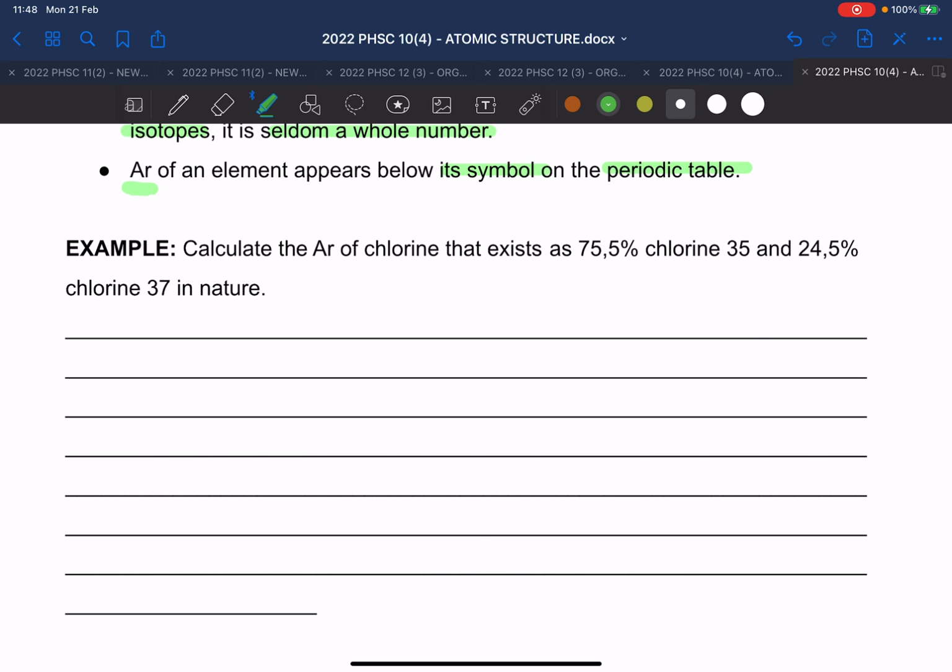It says, calculate the relative atomic mass, AR, of chlorine that exists as 75.5% chlorine-35 and 24.5% chlorine-37. So the chlorine-35 isotope, you find 75.5% of the time, and the chlorine-37 isotope, you find 24.5% of the time. Now you must find the relative atomic mass. What you're going to do is write the two isotopes below each other. Those are the two isotopes that we have.